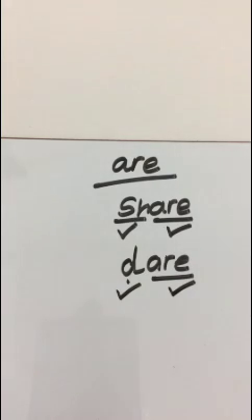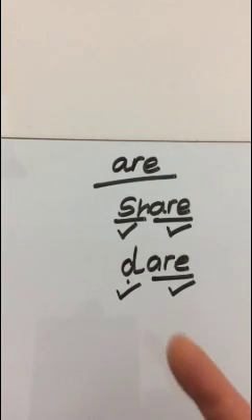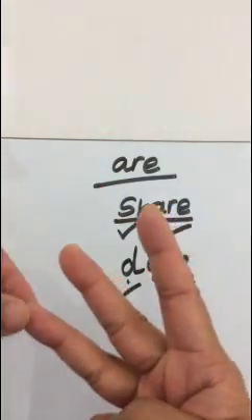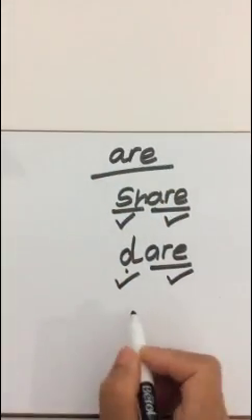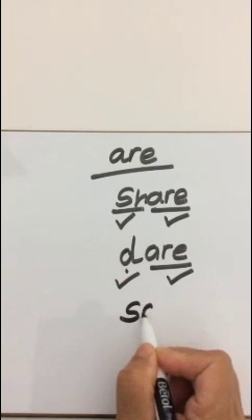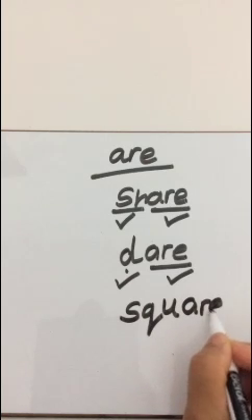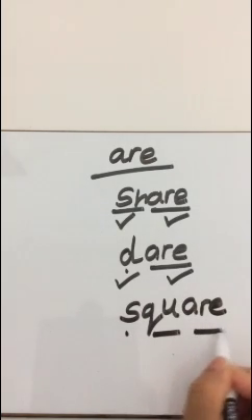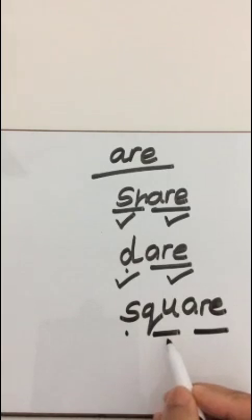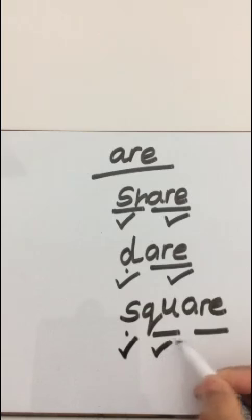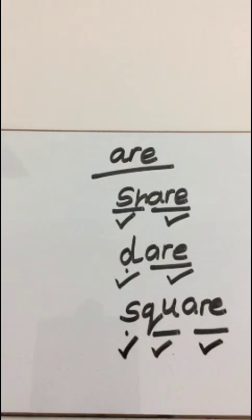Now the last one is square. Hide your fingers and count the sounds. Did you get three sounds? Let's see. S, qu, air, square. Let's pinch it. S, qu, air, square. So the first sound is s, special friend qu, and air. Dots and dashes. Can you read it? S, qu, air, square. Tick for an s, tick for a qu, tick for an air. Square. Well done, everyone. You worked really hard.